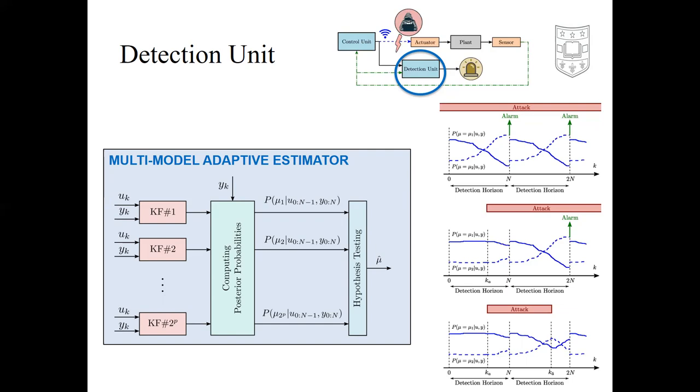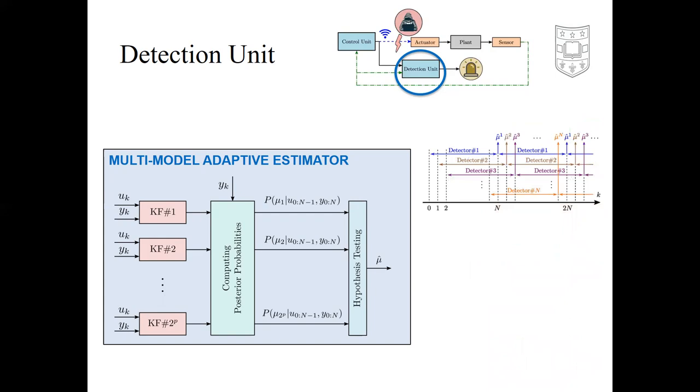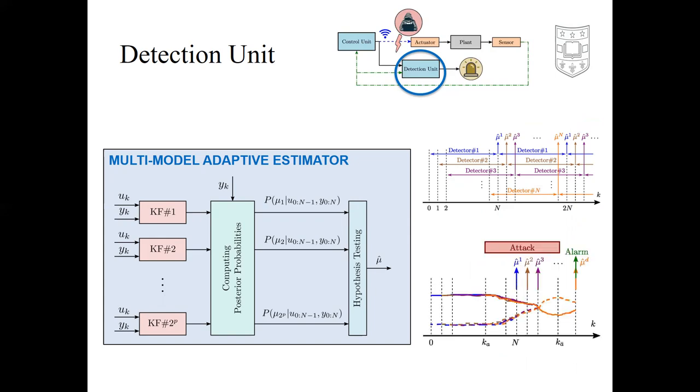What we've proposed in this paper is to use this parallel structure. So instead of having only one detector, we will have N detectors in parallel. The main advantage of this method is that at every time instant, we will have a detection signal. And it's been shown in the paper that by doing this, it's impossible for the attacker to remain stealthy.